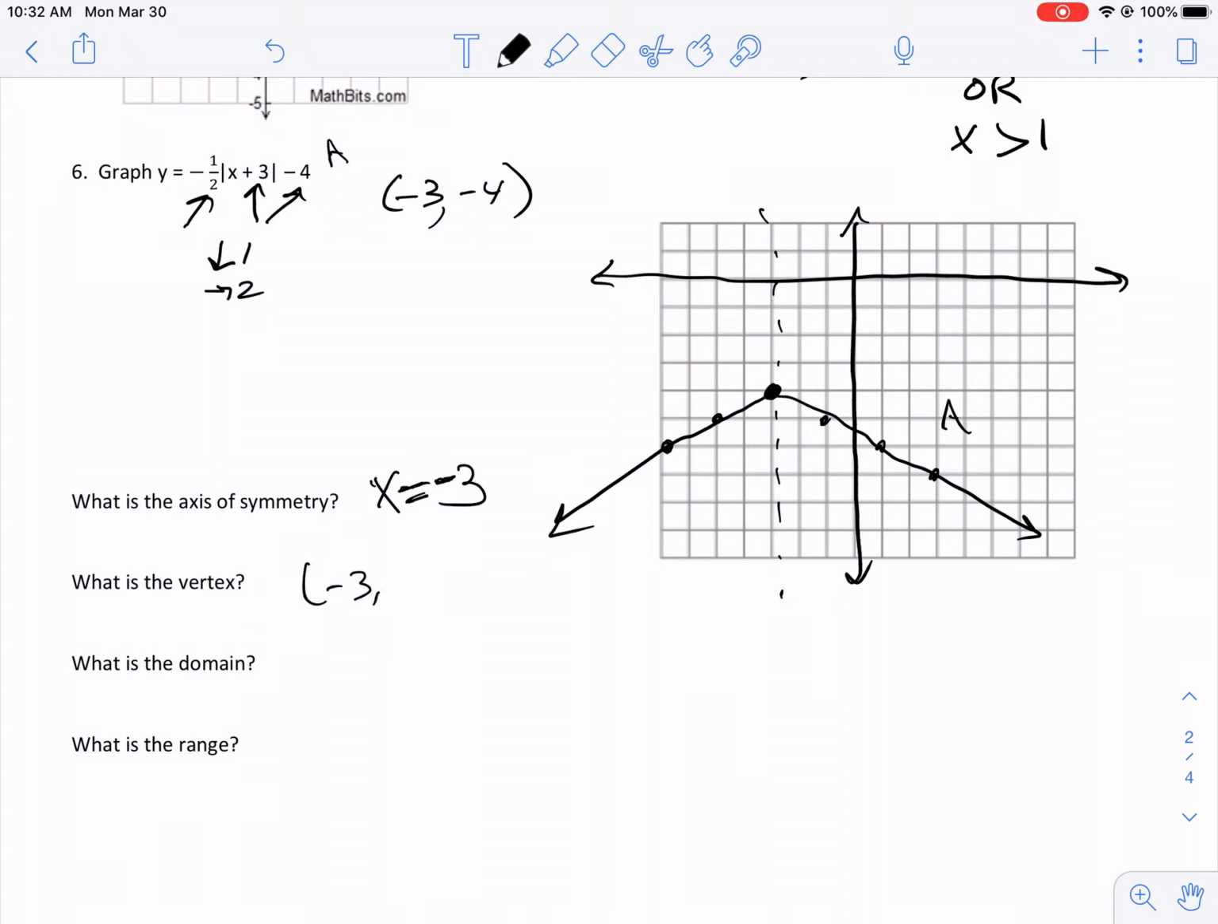Your vertex, we figured out to graph it anyway, but it's that oddball point in the middle of your table. Domain, left to right, -infinity, +infinity. Range, the lowest value is -infinity because it goes down forever. Highest value is -4 with a square bracket.